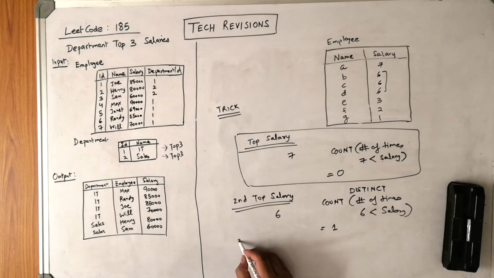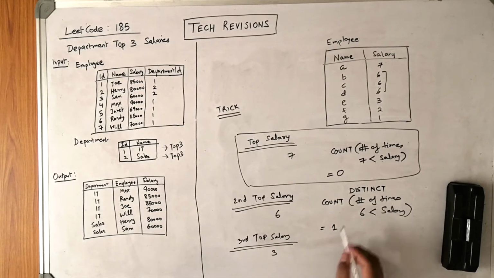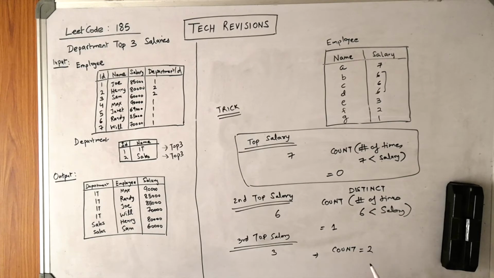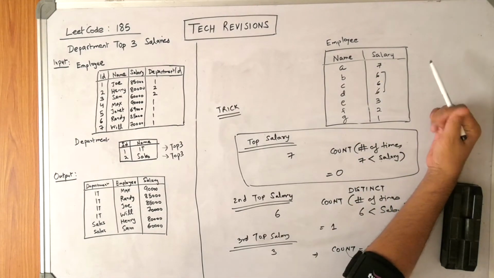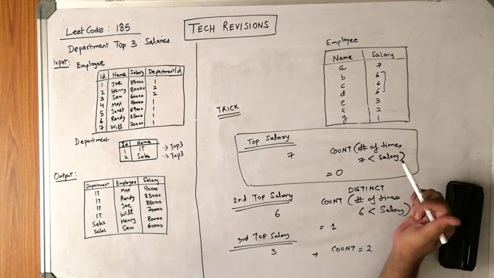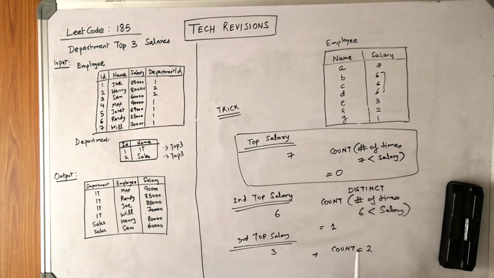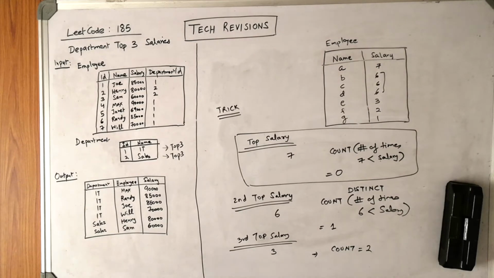So count is 1. Now similarly, if you do the third top salary, the third top salary is 3, right? And when I ask you to do the similar operation, here you will find the count is actually 2, because the count is being counted for distinct values. So when you compare 3, 3 is less than 7, the count increments. 3 is less than 6, the count increments. But 3 is less than here and here as well, but these get cancelled out in the distinct operation. So the count will remain 2 only, and for the rest of the rows, the count will not increment.